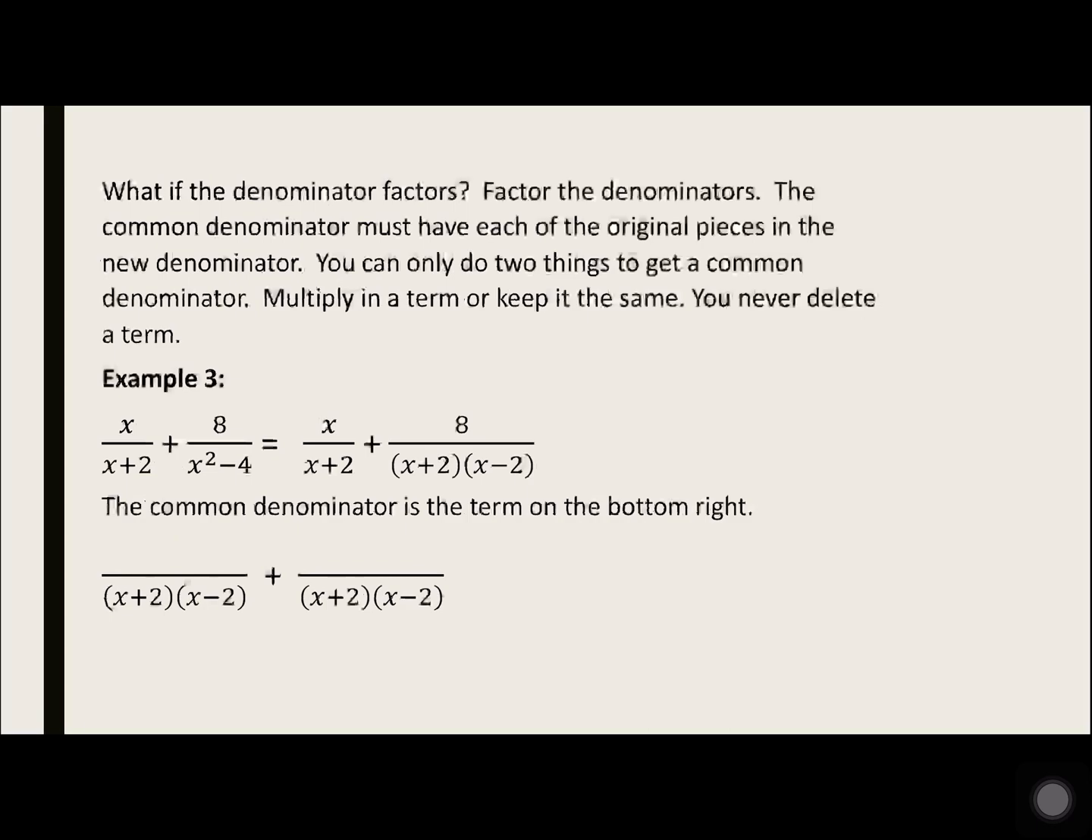Example 3. x over (x plus 2) plus 8 over (x squared minus 4). Okay, the left stays the same. The right factors: x squared minus 4 is (x plus 2)(x minus 2). So the common denominator is the term on the bottom right, because you could take the left denominator and multiply in to get that right there, and the right denominator will stay the same.